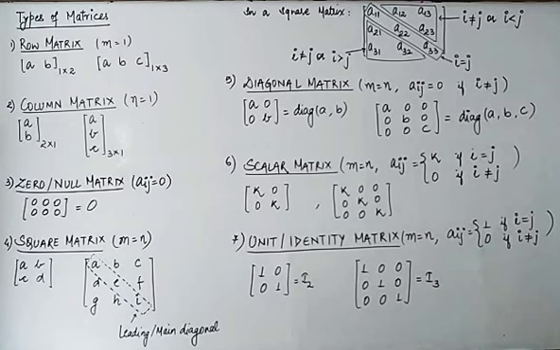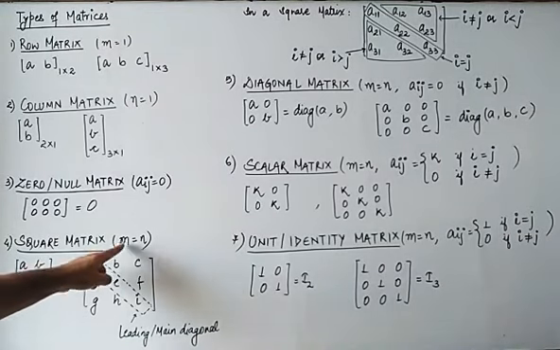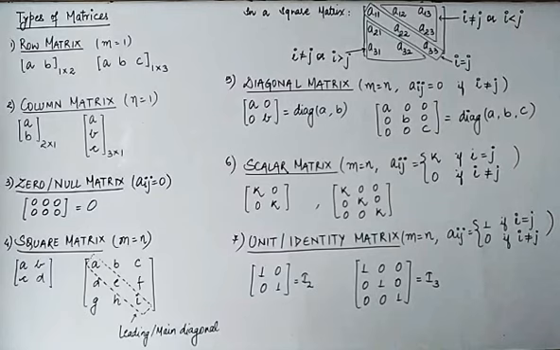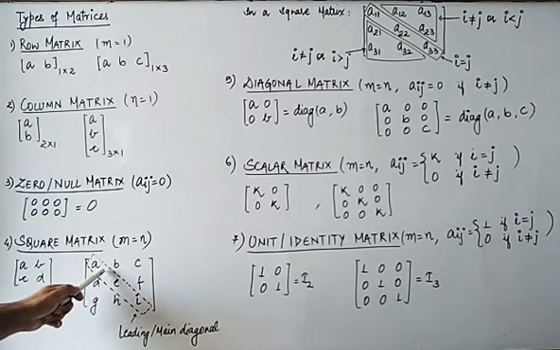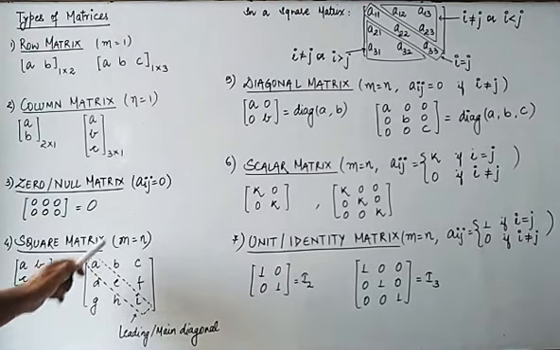Fourth is a square matrix. In a square matrix, look students, when we talk about a square, in a rectangle if length is equal to breadth, then it becomes a square. Similarly over here, if number of rows equals number of columns, then this matrix becomes a square matrix. Example: A, B, C, D. This is a square matrix of order 2. It has 2 rows and 2 columns. This is an example of a square matrix of order 3. It has 3 rows and 3 columns.